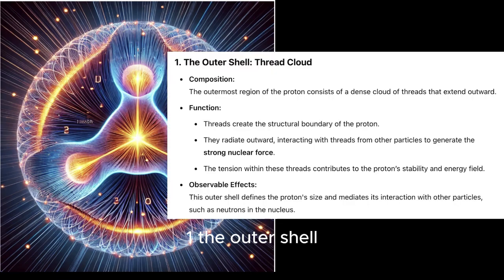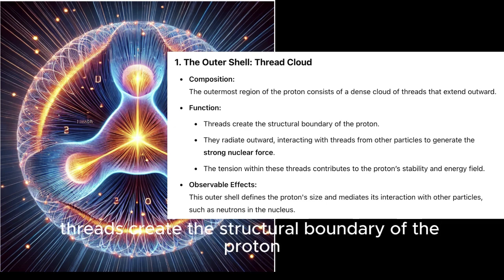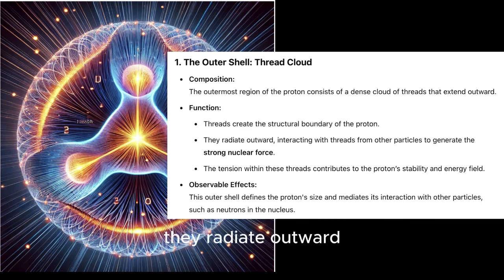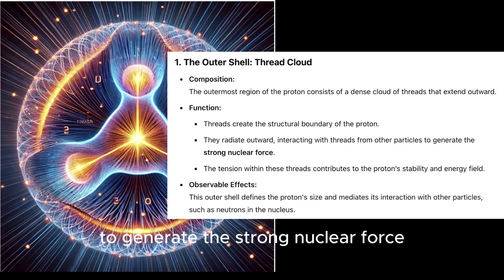1. The outer shell. Thread cloud composition. The outermost region of the proton consists of a dense cloud of threads that extend outward. Function. Threads create the structural boundary of the proton. They radiate outward, interacting with threads from other particles to generate the strong nuclear force. The tension within these threads contributes to the proton's stability and energy field.